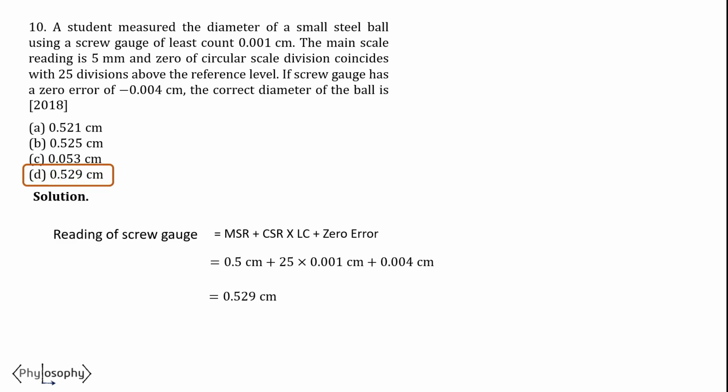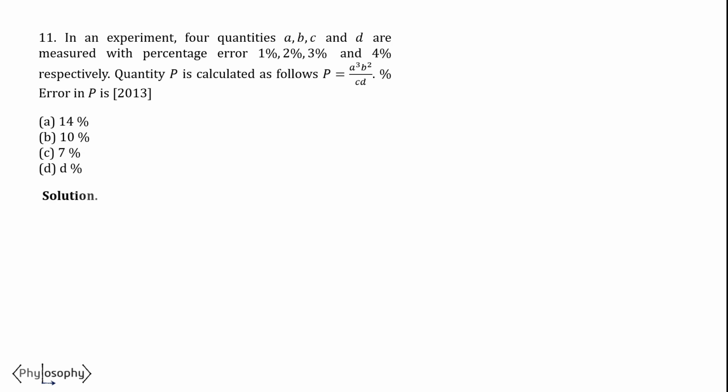Now let's go to our last problem, which is: in an experiment, 4 quantities A, B, C and D are measured with percentage error 1%, 2%, 3% and 4% respectively. Quantity P is calculated as follows: P equals A cube B square over CD. Percentage error in P is, we have to choose the correct answer from these 4 given options. So let's solve this problem. According to the question, it is given that P equals A cube B square over CD.